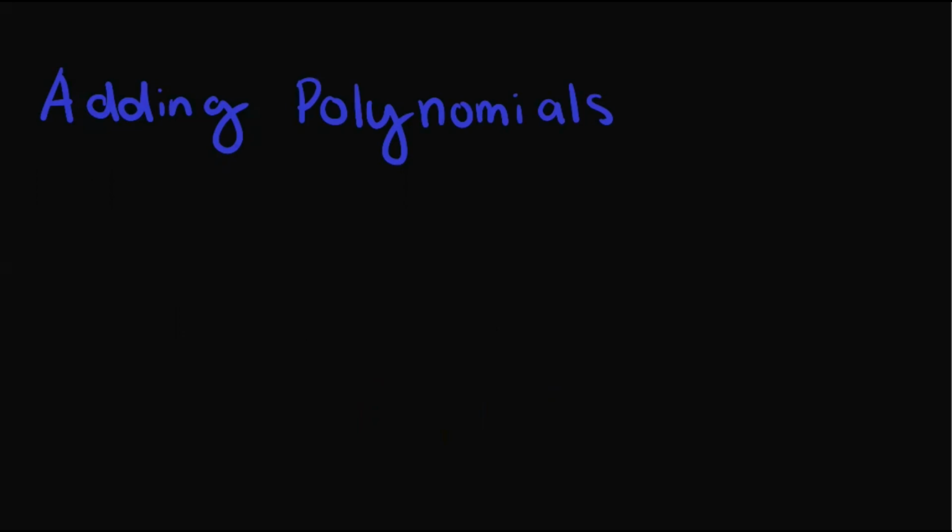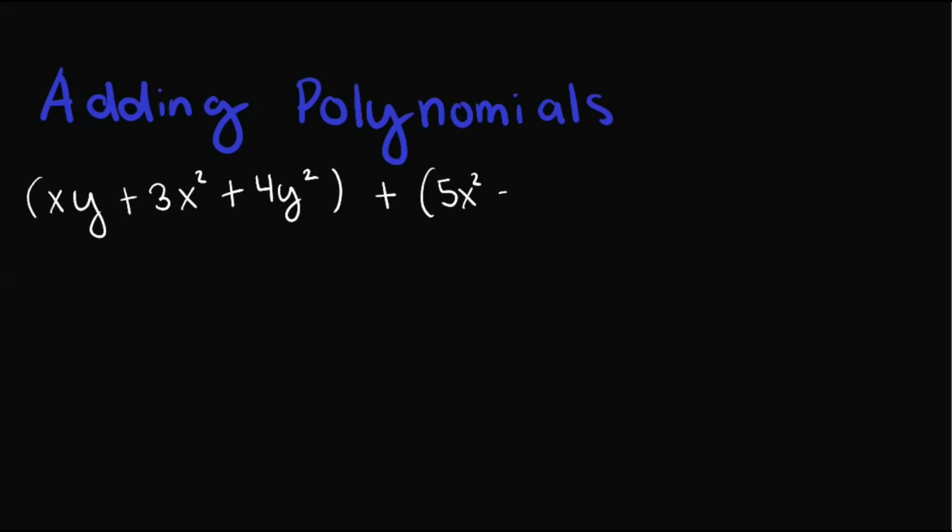If we have xy plus 3x squared plus 4y squared plus 5x squared minus 2xy plus 5. So how do we add these? First, again, we add the like terms. So for the first one, xy, its like term in the next polynomial is this 2xy.